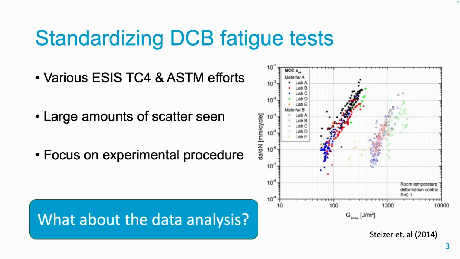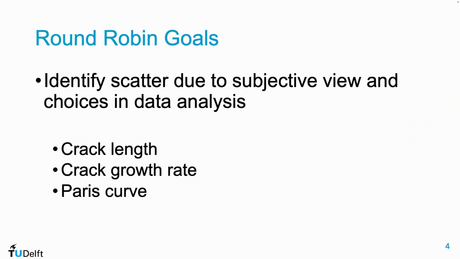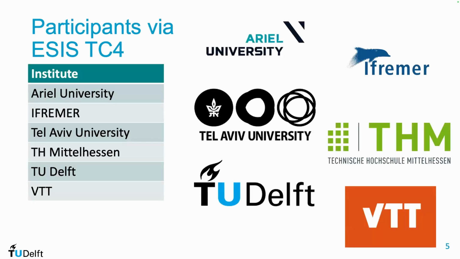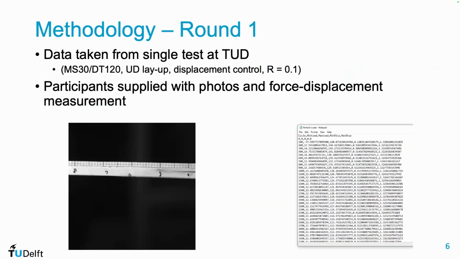So we decided, in E6-TC4, let's do one of our favorite activities, a round robin, but then on the data analysis. And look at how these subjective choices, how these differences in how you approach things, affect the crack length measurements, the crack growth rate measurements, and eventually the Paris curve, which characterizes the fatigue properties. So we got together a team from 6 different institutes. You can see them over there. One institute supplied 2 independent analysts, so 7 analysts in total. And we set out to do this round robin.